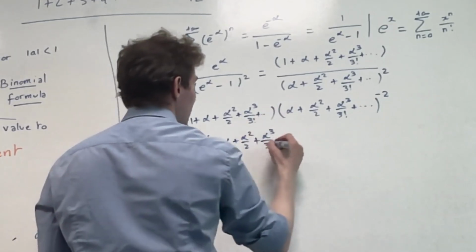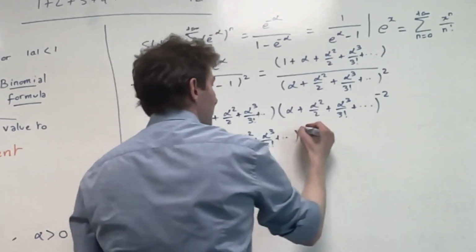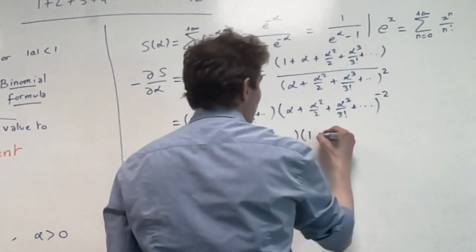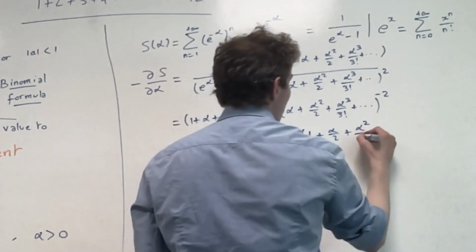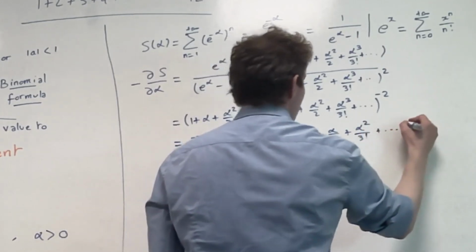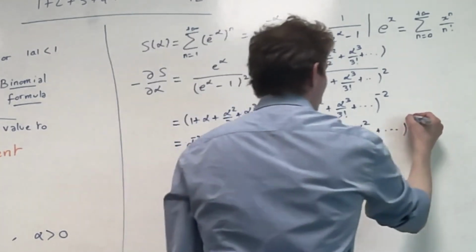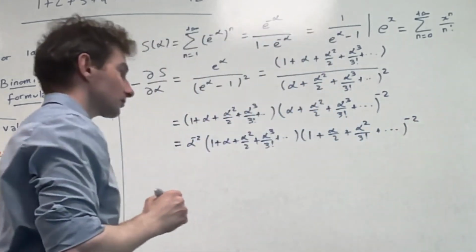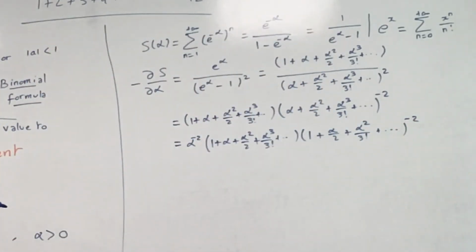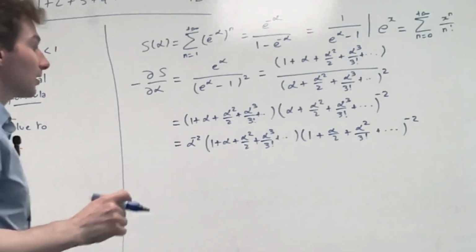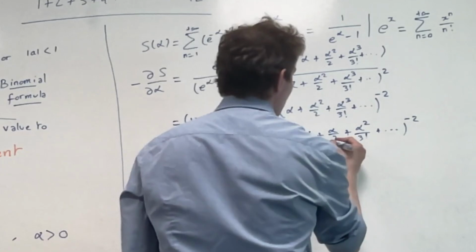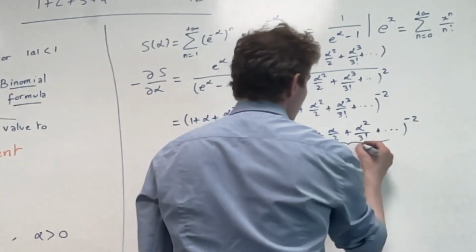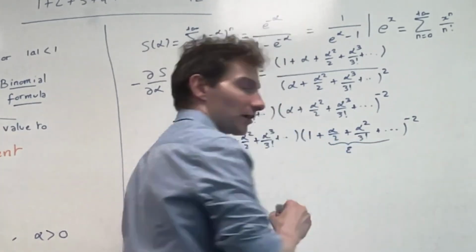That's factorial here. And then I've got here 1 plus alpha over 2 plus alpha squared over 3 factorial plus etc., and to the power -2. Okay, so once I'm here, what I need to do is call whatever this stuff is epsilon.